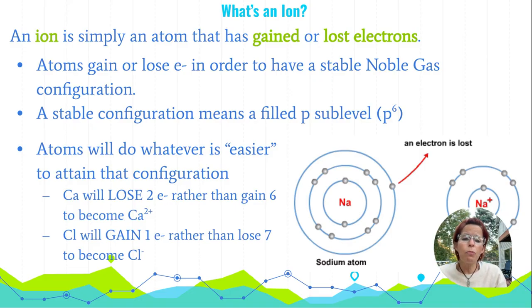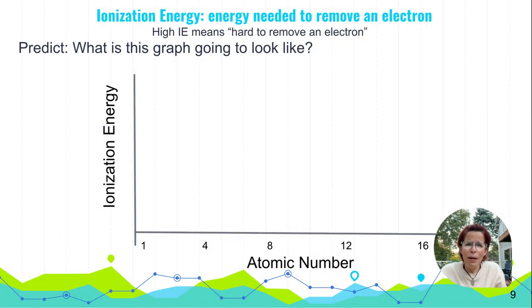So it would have what we call a low ionization energy. A high ionization energy means it's difficult to remove that electron. So what is this graph going to look like? I hope that you can imagine that based on our previous diagram, it's probably not going to be a straight line one direction or the other. All right, so let's talk about it, and then we'll come back to the slide in just a minute.